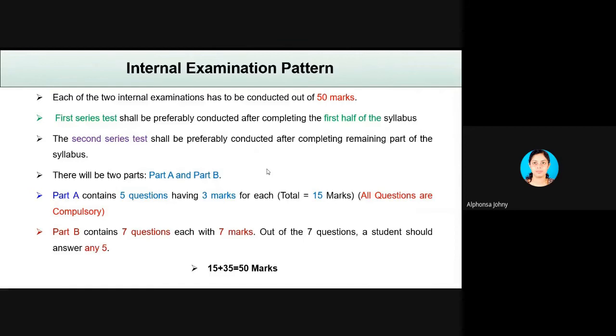There will be two parts, Part A and Part B, for both internal examination. Part A contains 5 questions having 3 marks. Total 5 into 3, 15 marks. The important fact is that all questions are compulsory. Students will not be given any options. Then Part B contains 7 questions, each with 7 marks. Out of these questions, students will be given a choice and they have to answer only 5 questions. So 7 into 5, 35 marks from Part B and 15 marks from Part A, total 50 marks. This is the pattern for both first internal exam and second internal exam.